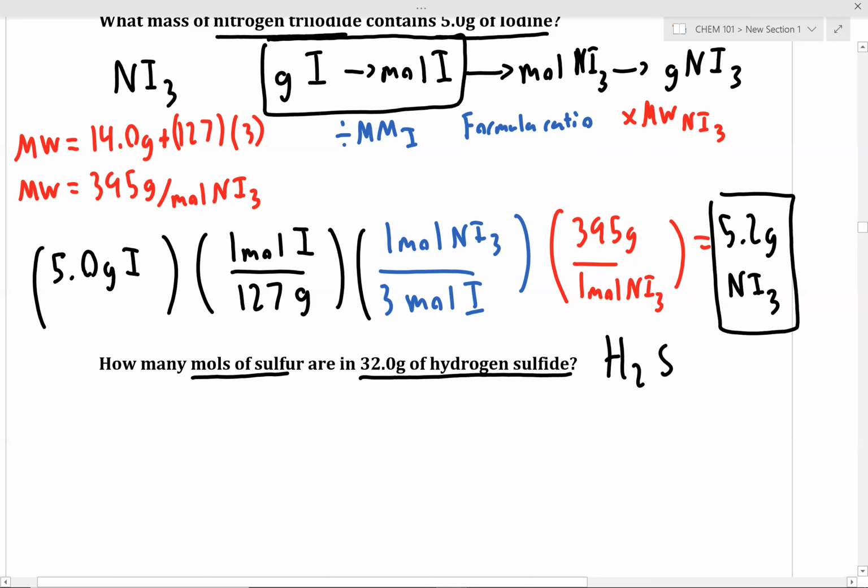We don't need to go to grams of sulfur because it's not required in any of our solutions. Okay. You can go directly from moles of compound to moles of an element using the formula ratio. Everything going okay? Okay.